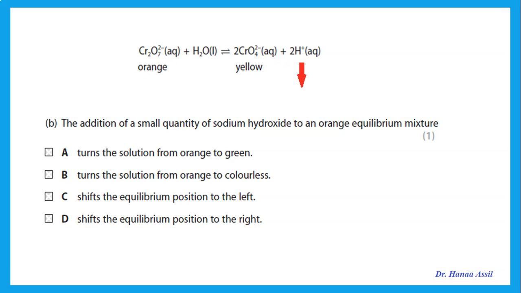So it's as if I am removing the H+ from the reaction, and we said if we remove products, then the reaction will try to go forward to form more H+, so that we return back to the original concentration of H+ ion. So in this reaction, if I add sodium hydroxide, it will remove the H+. So the reaction will try to go more forward, so the orange will turn to yellow, or this causes the equilibrium position to turn to the right.